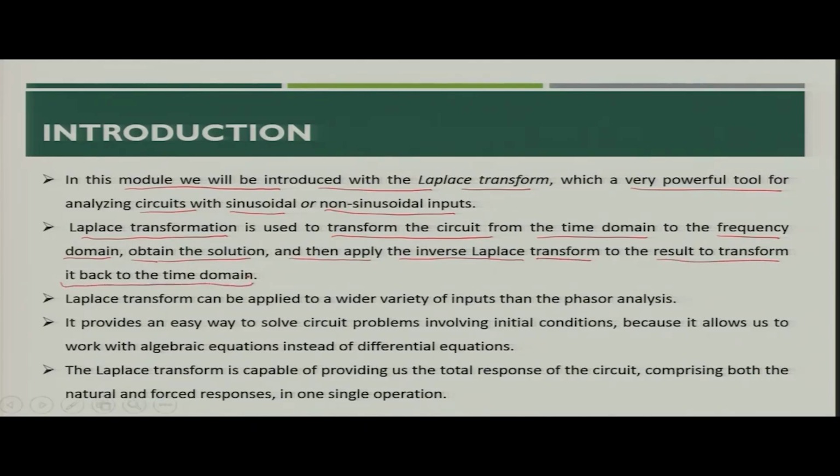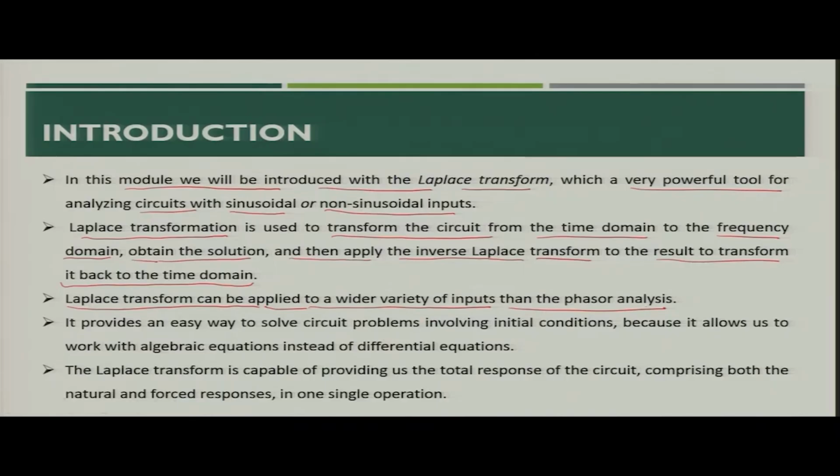Laplace transform can be applied to a wider variety of inputs than the phasor analysis. In the initial lectures we discussed what is phasor and how we solve the circuit with the help of phasor analysis. But phasor analysis has its own limitation because it cannot be applied to a very wide variety of inputs. That is why the Laplace transform is easier and more powerful than the phasor analysis in solving these types of circuits.